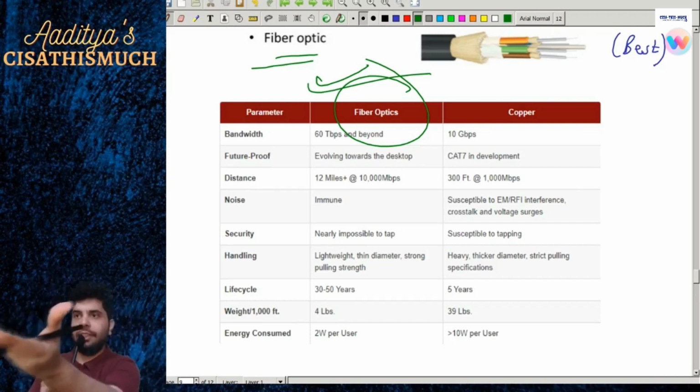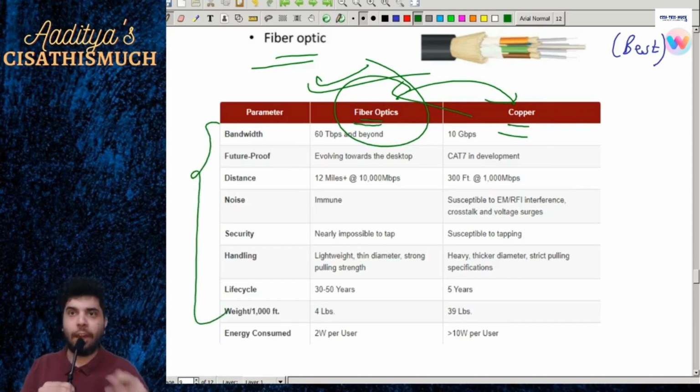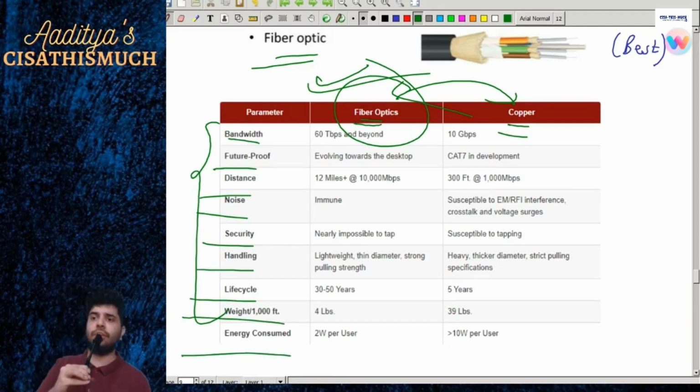As you can see in the difference table, fiber optics versus copper. If you compare everything: bandwidth, future proofing, distance, noise, security, handling, life cycle, weight, energy consumed, fiber optics is always better than the copper based cables.